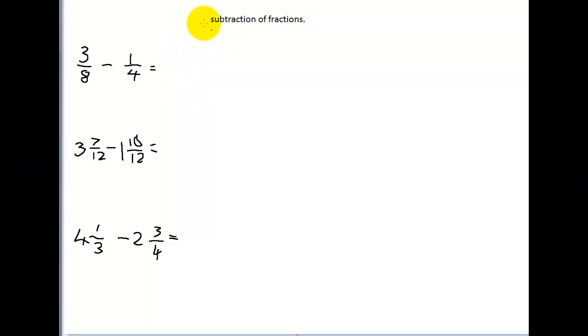Hello, and here I'll show you how to do subtraction of fractions. We'll start off with a very easy example. The first thing you need to do in any case is to get the common denominators the same. Just like with addition of fractions, you need to make these two numbers the same.